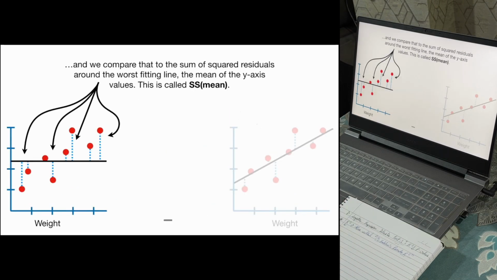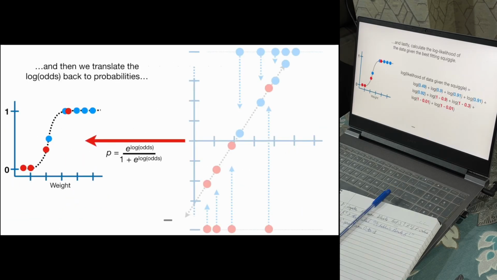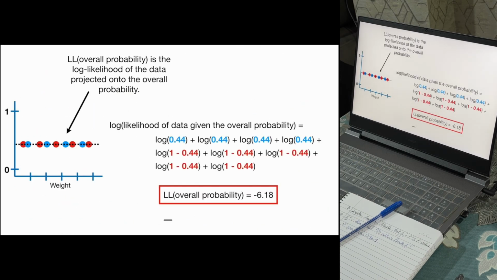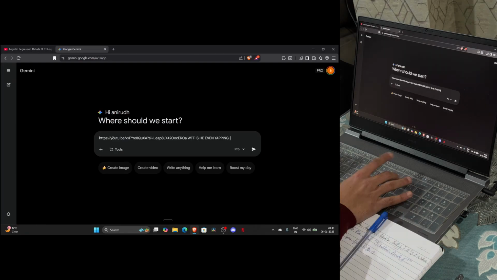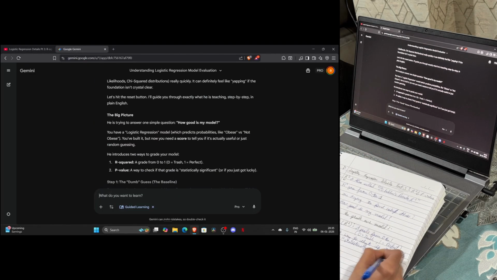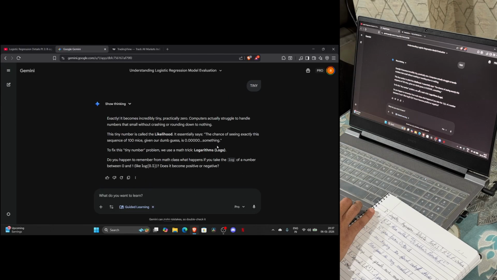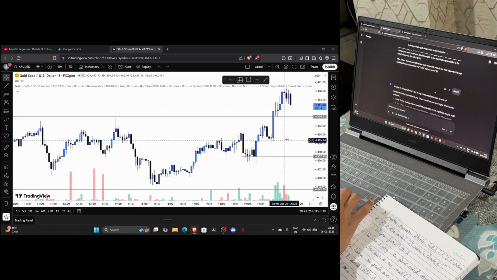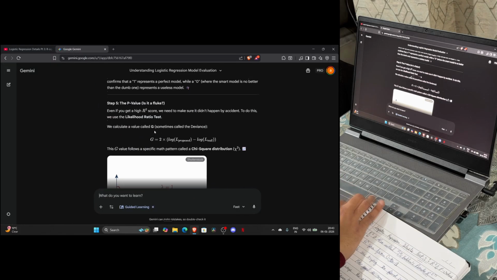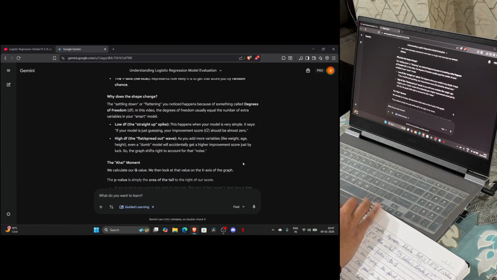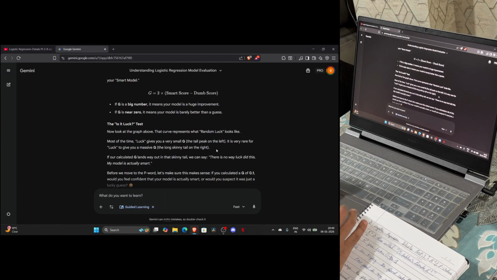Machine learning came next, by StatQuest, Logistic Regression, Part 3. This session clarified an important shift in thinking. In linear regression, R squared measures how much of the variance in the output is explained by the model. Logistic regression doesn't work that way because the output is probabilistic. Instead, it uses pseudo R-squared measures like McFadden's, which compare model likelihoods. These values are relative, not absolute.